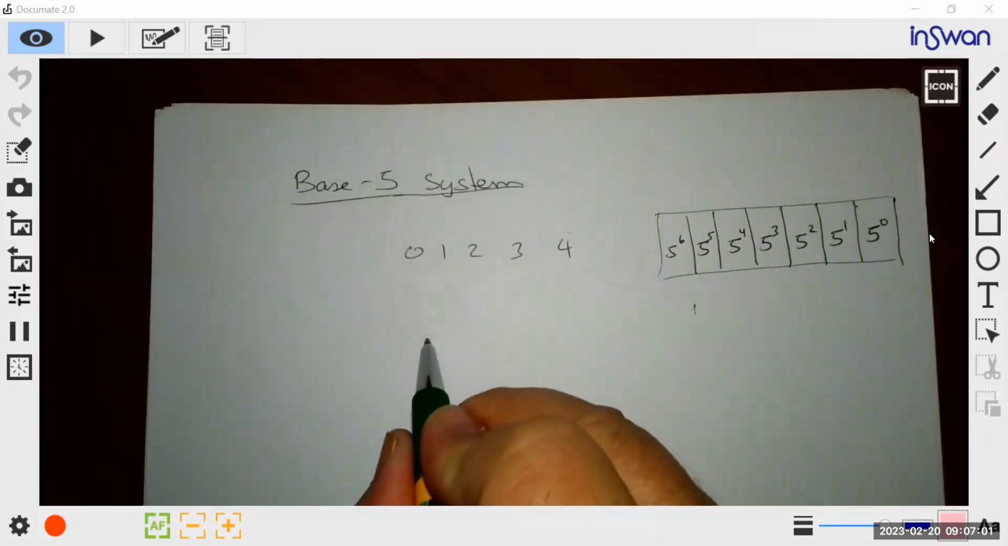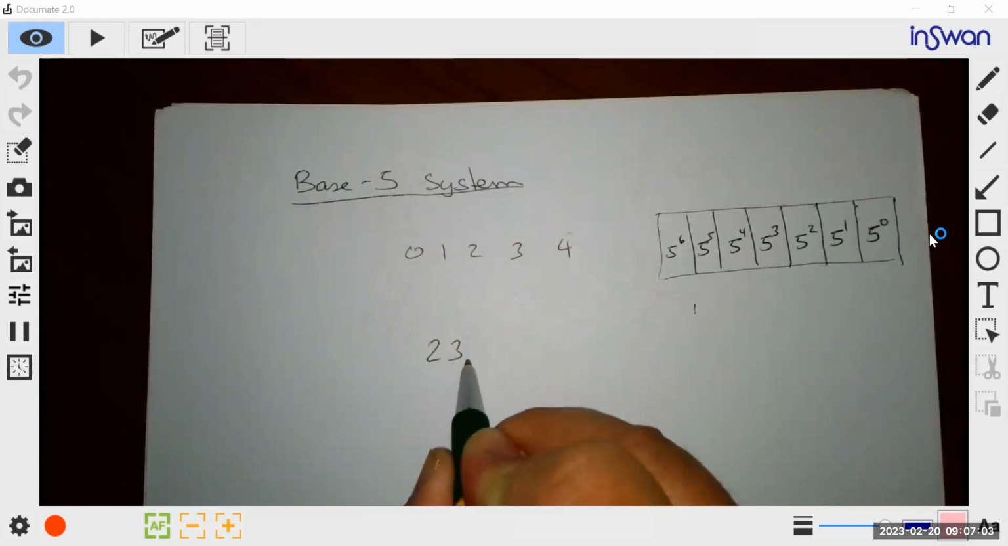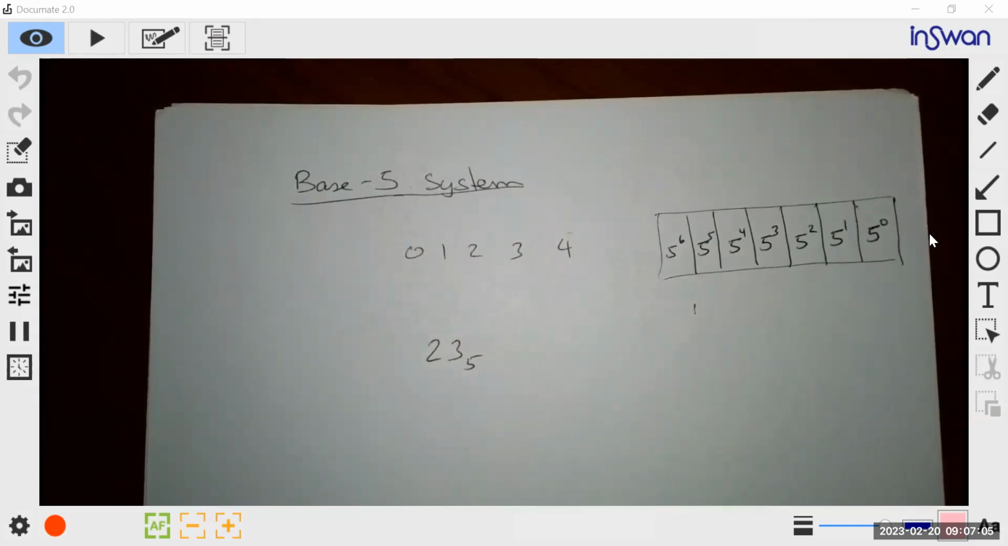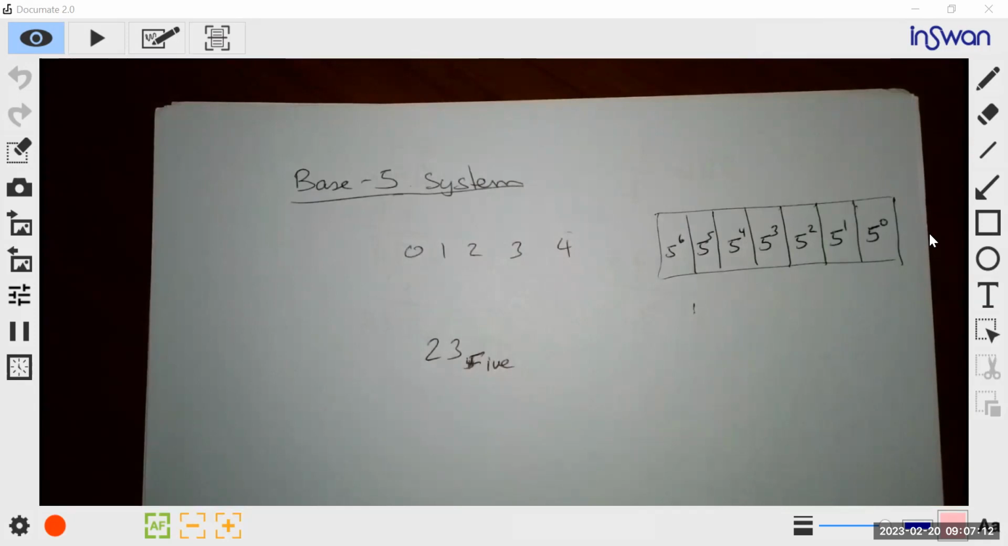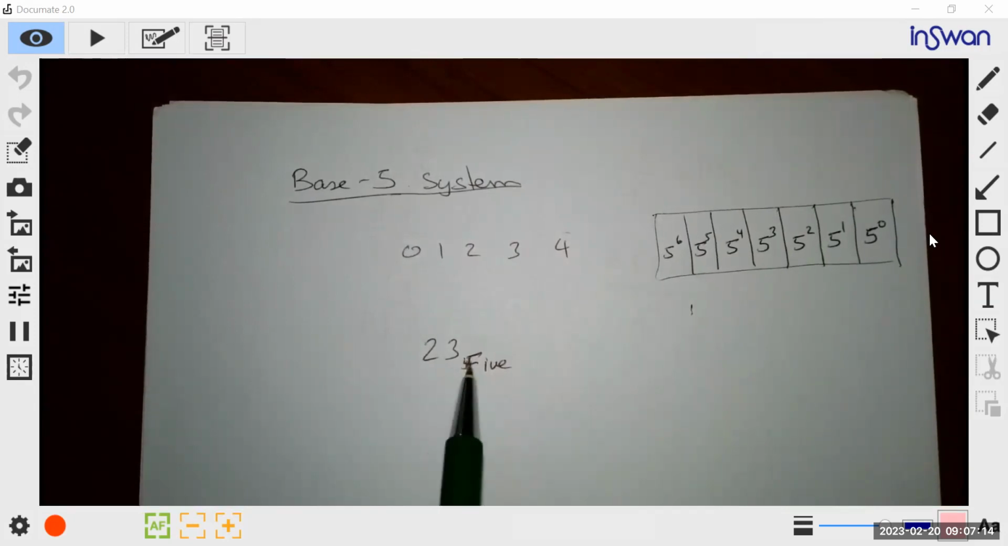So if I gave you the number 23 base 5, I'll write it out. If I give you this number, you don't read this as 23, because 23 is a base 10 number. This is read as 23 base 5. So what would that be in our number system, in our base 10?